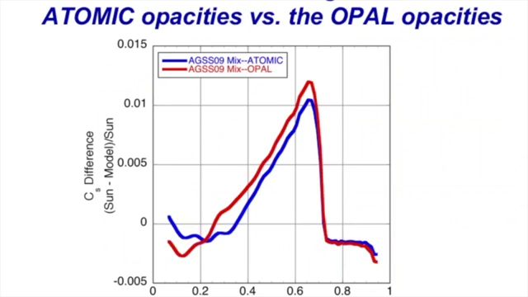So at Los Alamos, we've tried to come up with a new generation of opacities, and these opacities are a little bit bigger, and those help with the solar abundance problem.